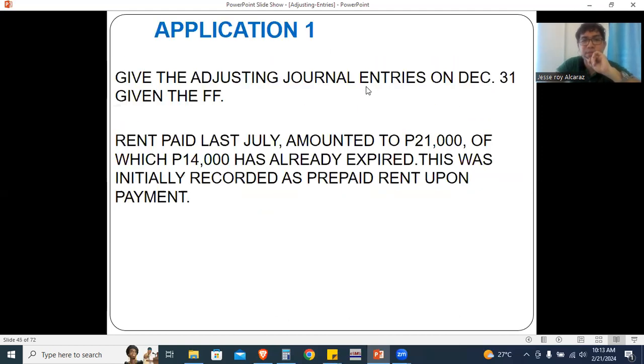So that's it for depreciation. So kani siya, these are just applications, no? But for our discussion, that's the end of the discussion for adjusting entries.